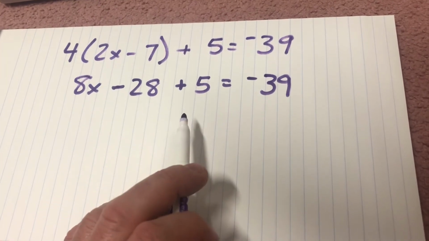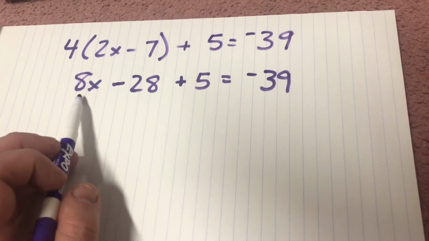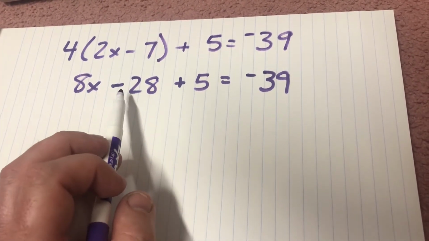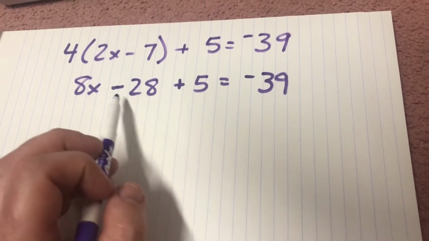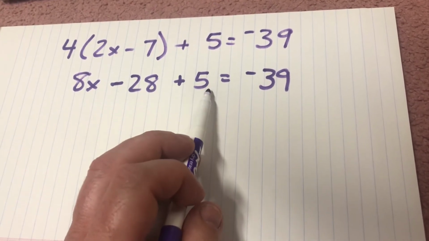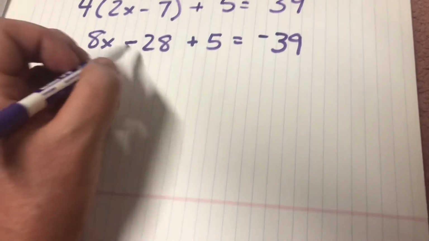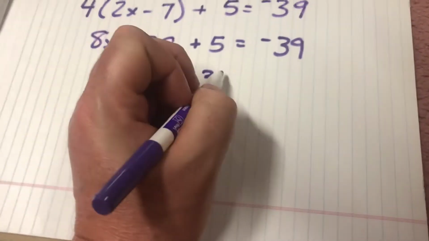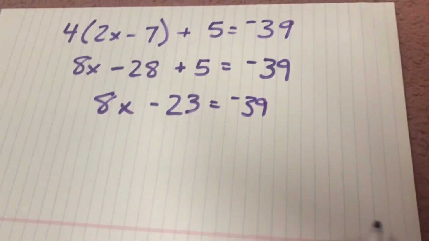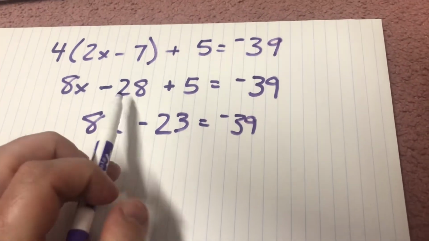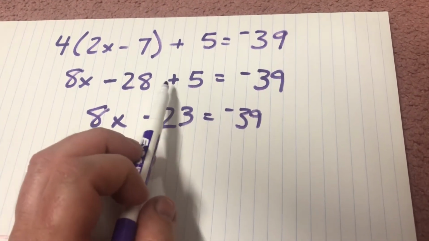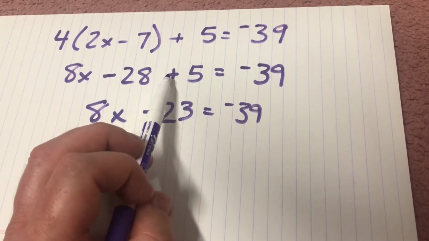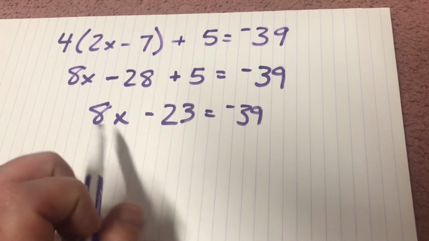I'm trying to see, well, what can be combined? Well, there's nothing to go along with the x, so that's going to just stay the same. So I'm going to look at my negative 28 plus 5. Well, negative 28 plus 5 equals negative 23. So this tells me that 8x minus 23 equals negative 39. I can also think of it as a negative 28 and a positive 5, and when I combine them, I get negative 23.